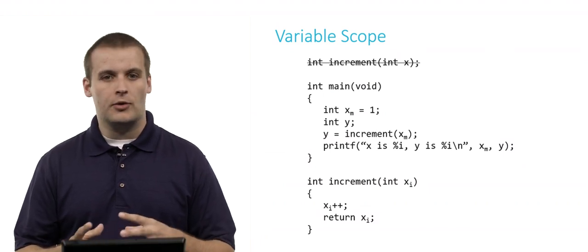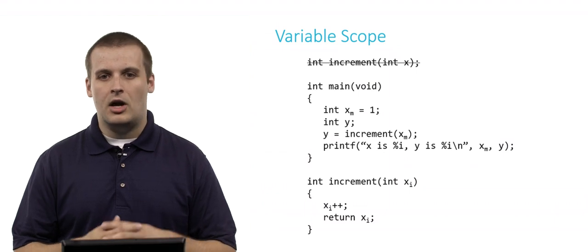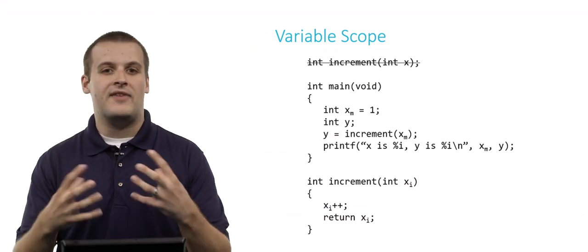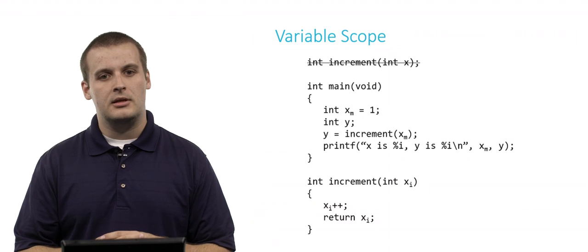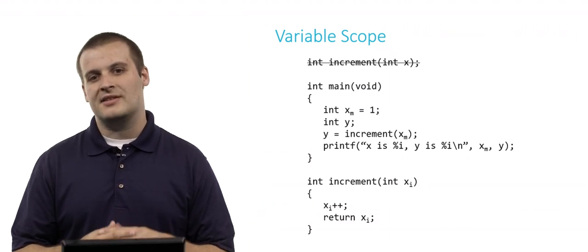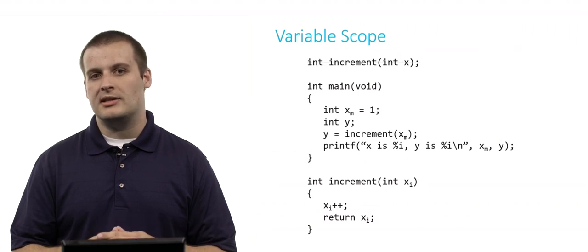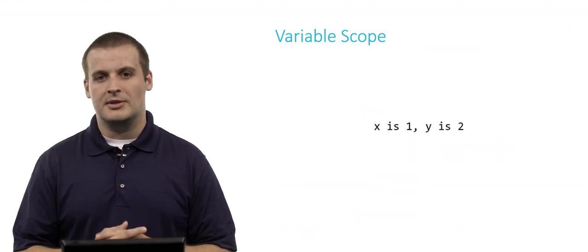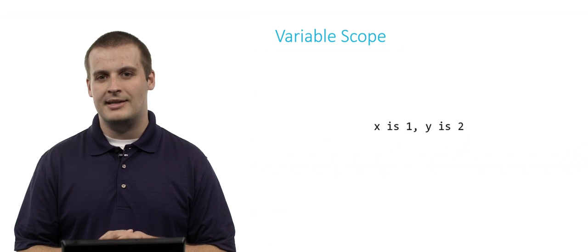x sub m, or the red x's in the previous slide, are the instances of x that are local to main. And x sub i, or the blue variables on the previous slide, are the instances of x that are local to increment. So, were you able to figure out what this function printed at the end?